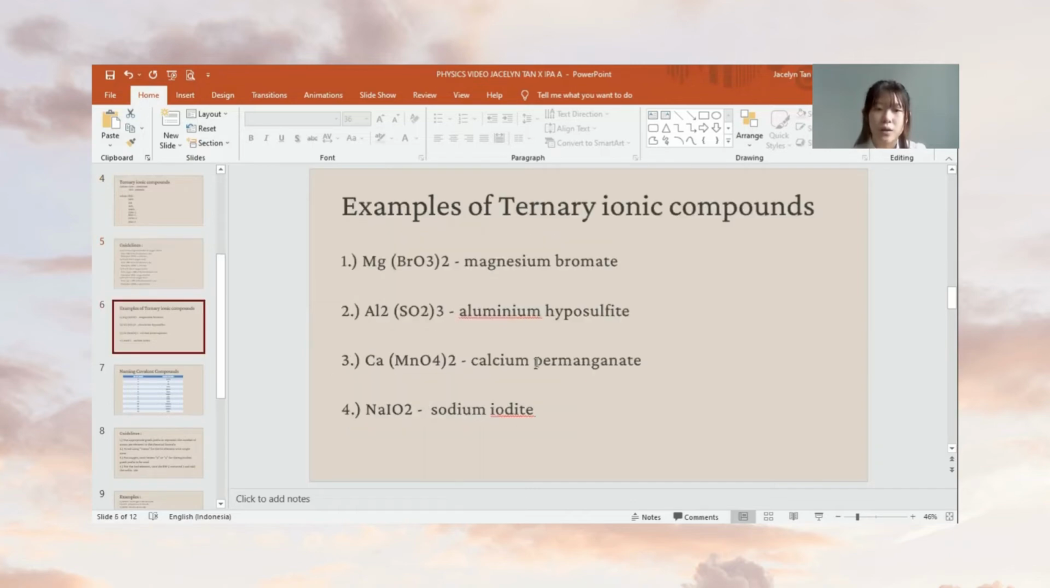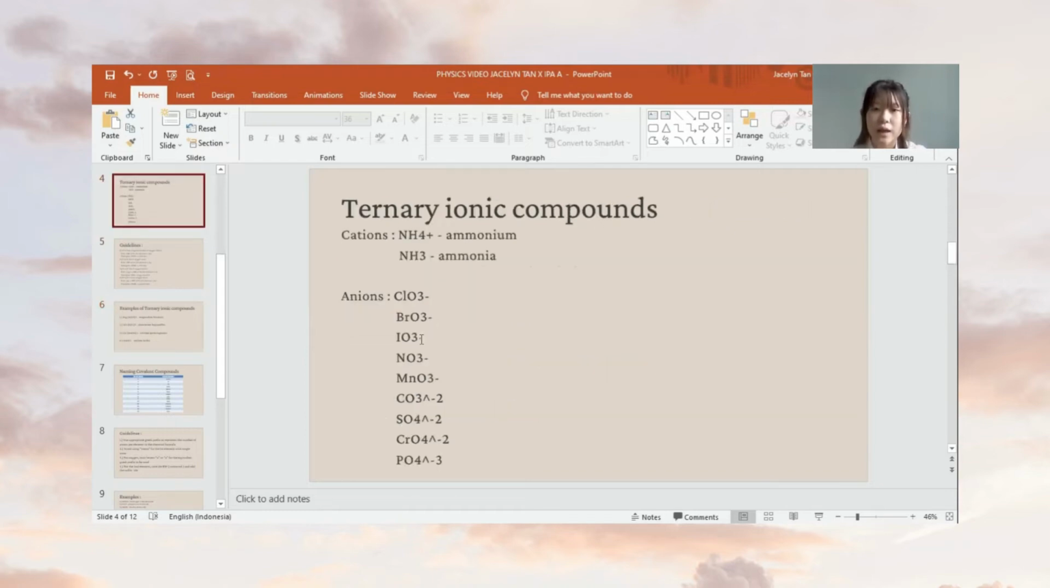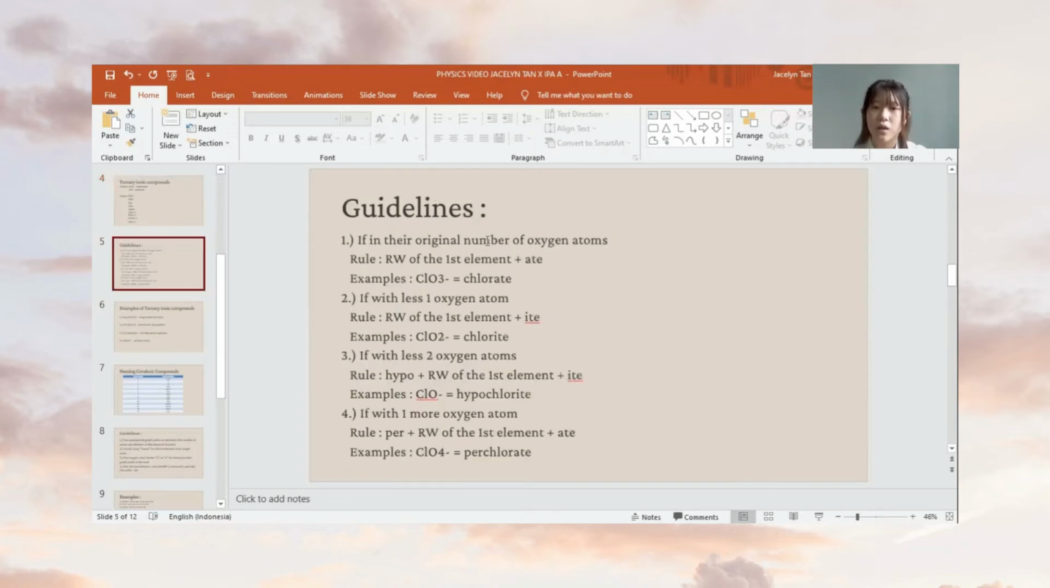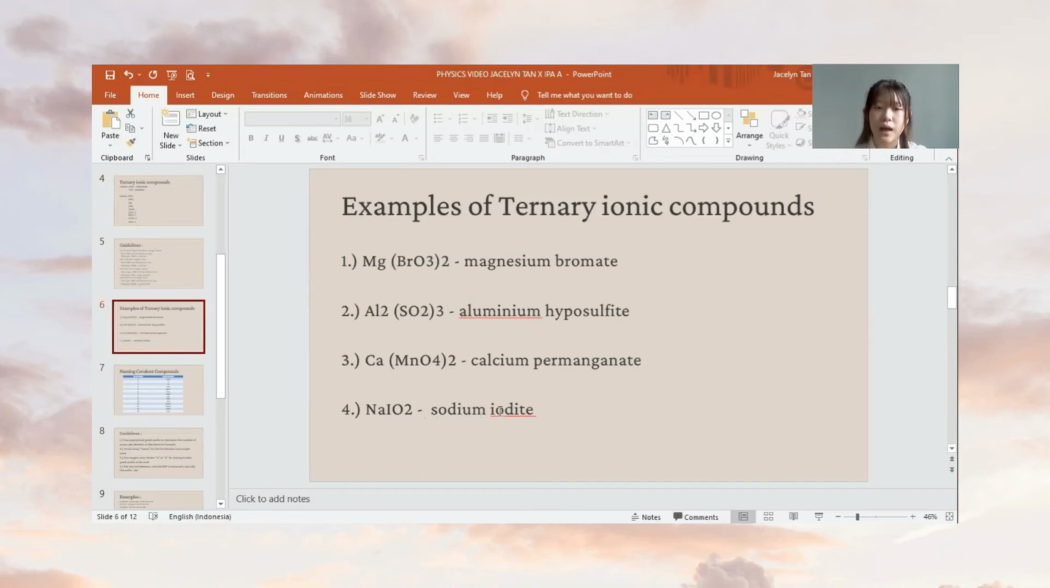So it becomes permanganate. So calcium permanganate. So fourth, NaIO2. Na, we know that it is sodium, and IO2, you can see it is less 1 oxygen atom than the original number. So we use the rule root word of the first element plus ITE. So it becomes iodide. So sodium iodide.